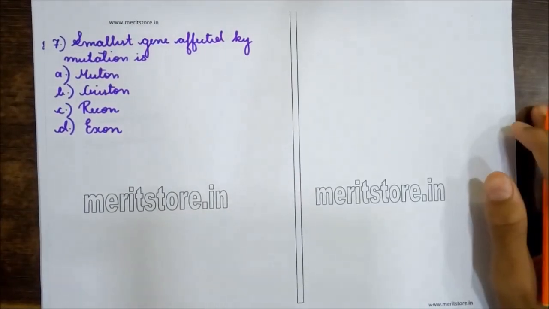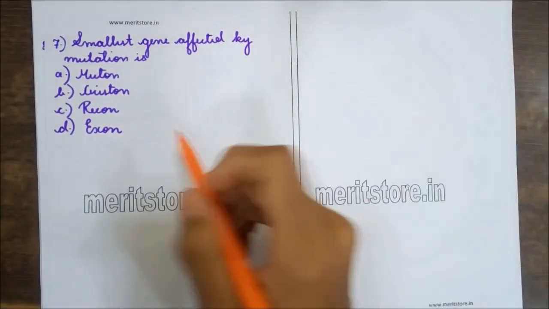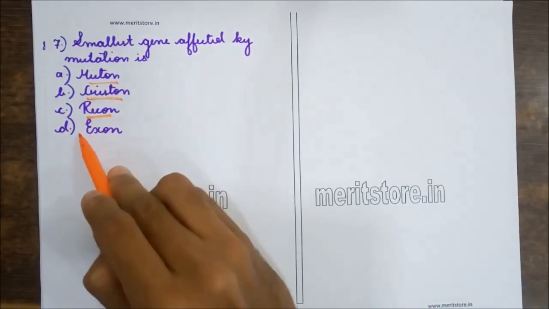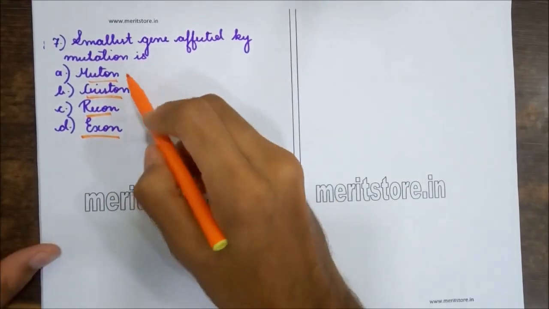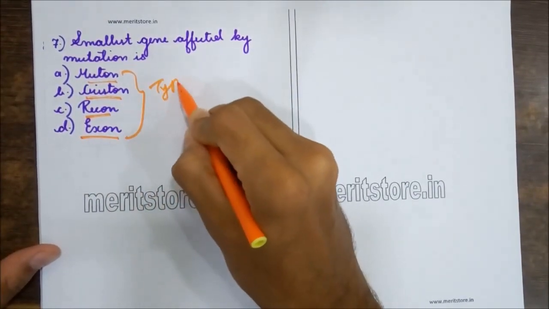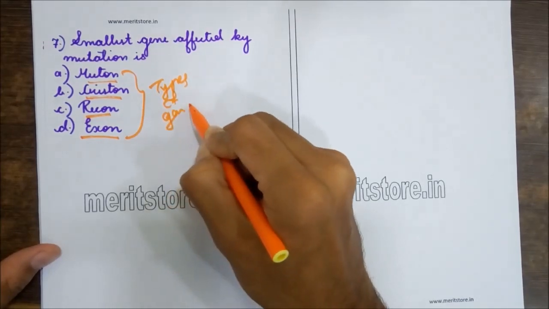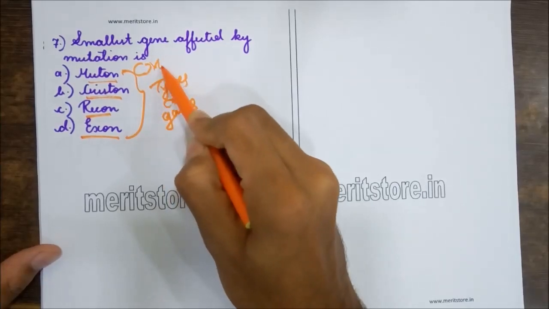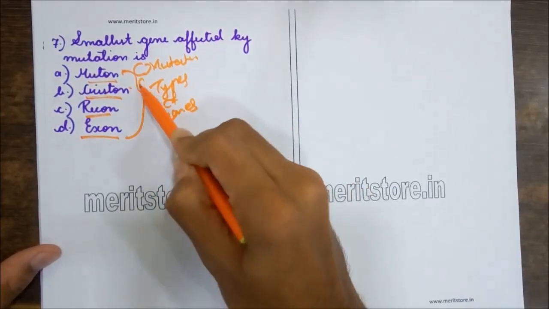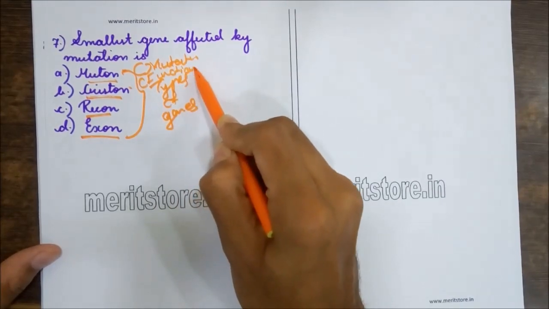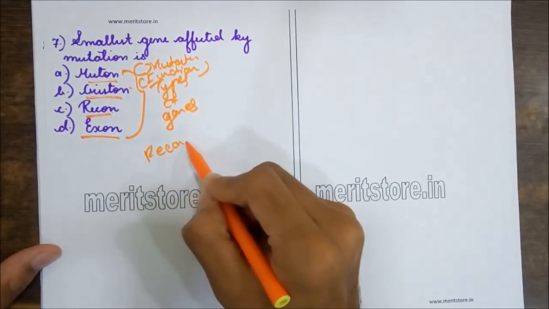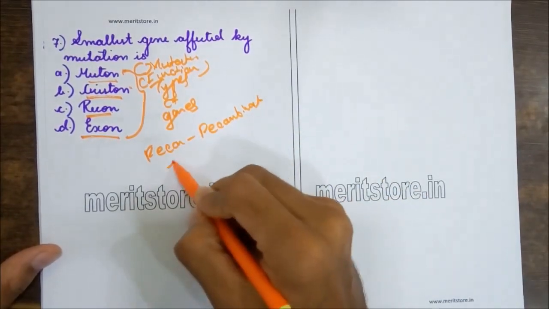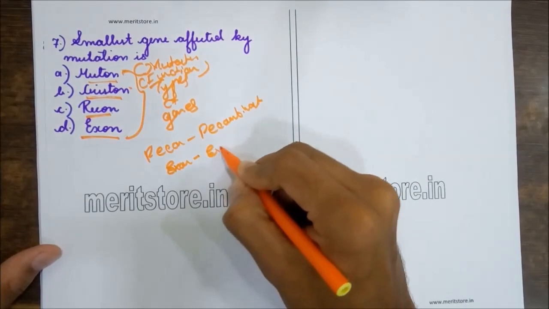Question number 7. Smallest gene affected by mutation is option A muton, option B cistron, option C recon, and option D exon. First we need to understand all these four options are types of genes, in which muton is for mutation, cistron is a functional unit, recon is for recombination, and exon is the expressive gene.